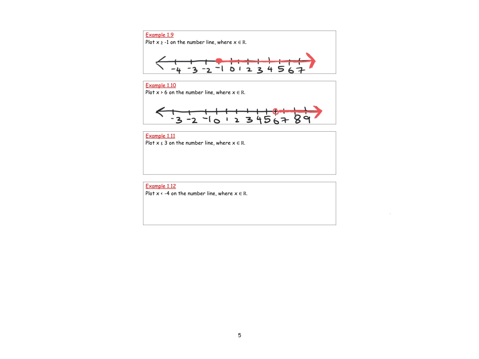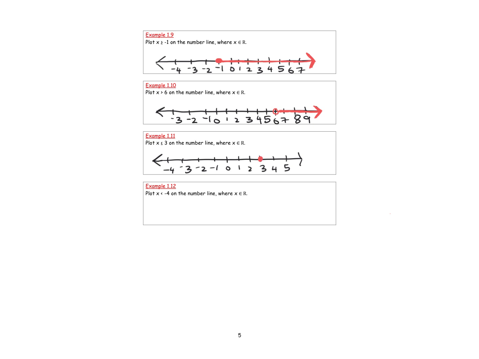Example 1.11 says plot x is less than or equal to 3 on the number line where x is an element of R. Start by drawing my number line, placing 0 in the center. Now we're looking at x is less than or equal to 3. So when we go to 3 on the number line, it is less than or equal to 3. So it does include the 3 and all the numbers smaller than 3.